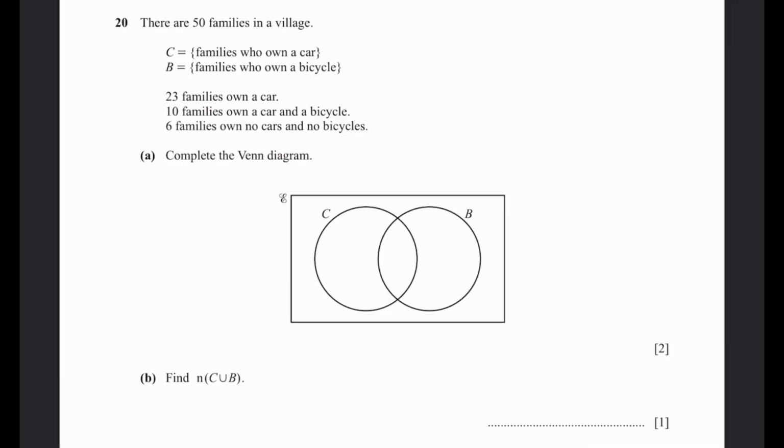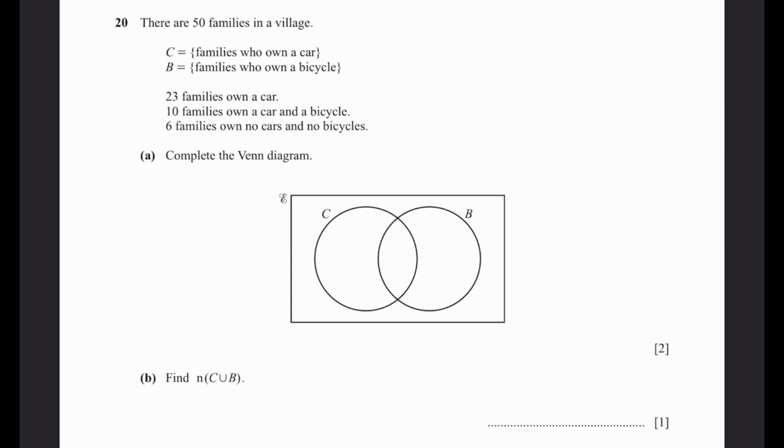Question 20, there are 50 families in the village. C equals families who own a car, and B equals families who own a bicycle. 23 families own a car, 10 families own a car and a bicycle, 6 families own none of them. A, complete the Venn diagram.